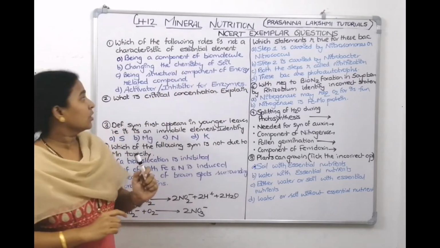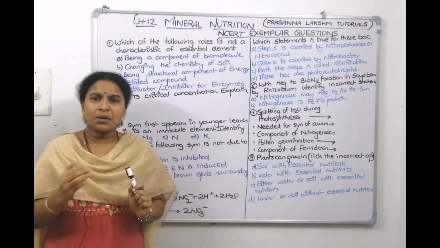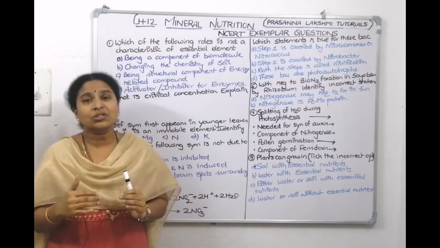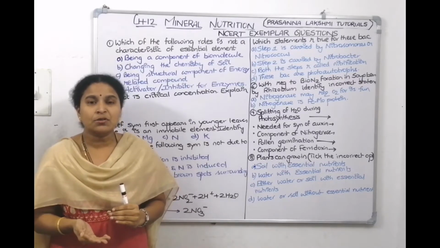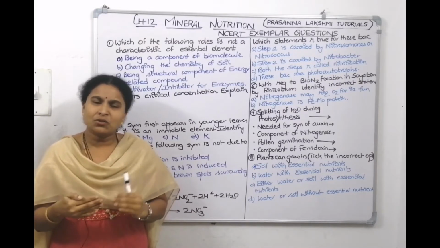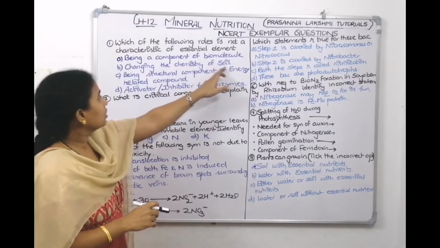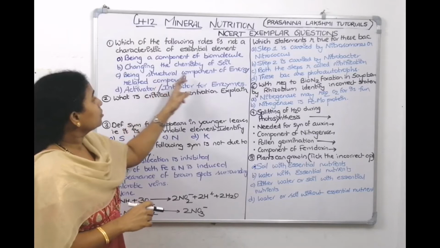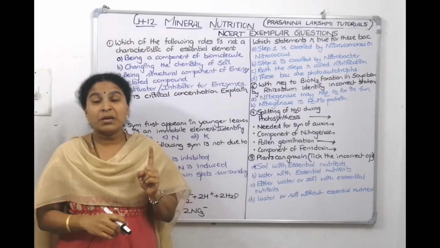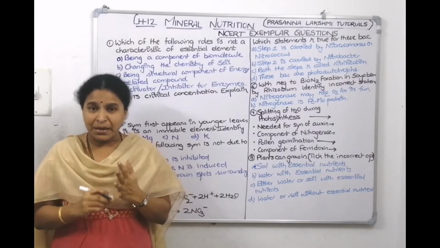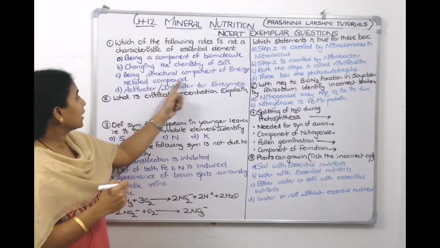This is a characteristic. Then changing the chemistry of the soil. Now, how come an essential element is involved in changing the chemistry of a soil? If it is changing the chemistry of soil also, is it related to essentiality? No, right? So I think this is not matching with the criteria. Now being structural components of energy related compounds. Yes, energy related compound means ATP, chlorophyll, in that magnesium is there, phosphorus is there, they are essential elements. So this is also the criteria.